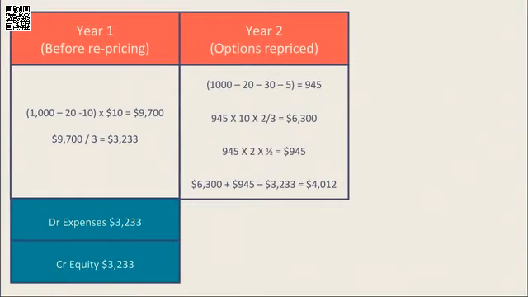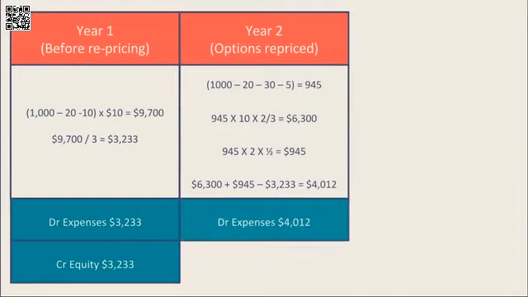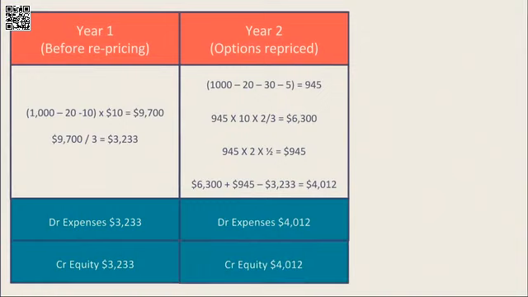The total for year 2 is 6,300 plus 945 less 3,233, which was from year 1, equals $4,012. The journals are the same as before. Debit expenses $4,012, credit equity $4,012.